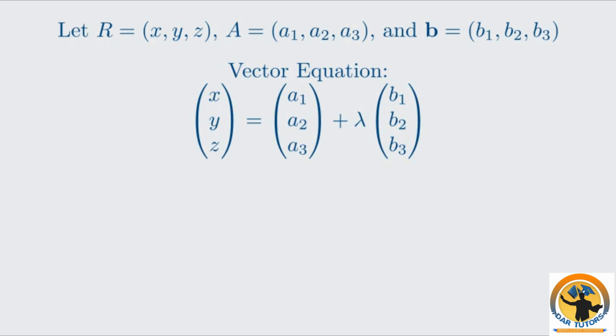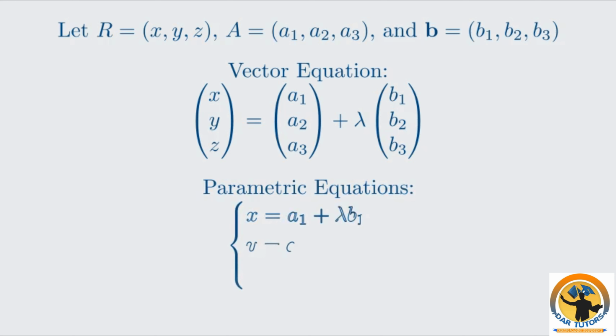To get the parametric equations, we simply equate the corresponding components on both sides of this vector equation. This gives us 3 separate equations: x equals a1 plus lambda b1, y equals a2 plus lambda b2, and z equals a3 plus lambda b3. These are the parametric equations of the line, with lambda as the parameter.